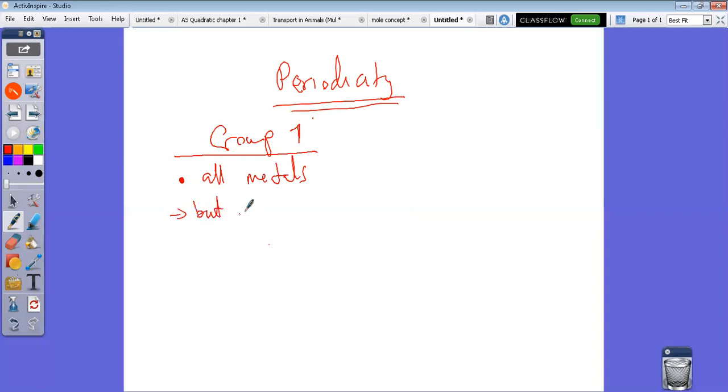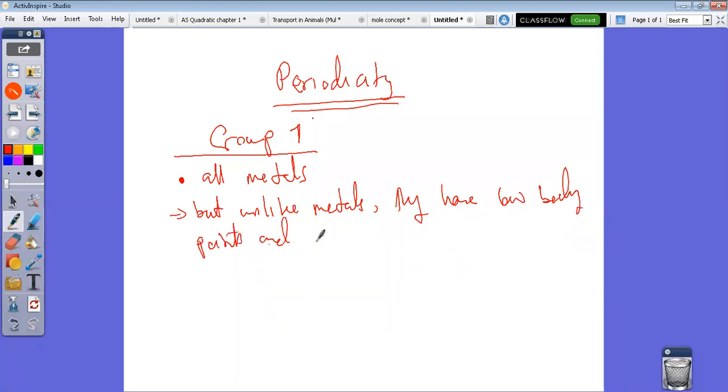But unlike other metals, which is a key term here, they have low boiling points and melting points. We are comparing with other metals. So they have boiling points and melting points below 1,000. All the other metals are above 1,000.